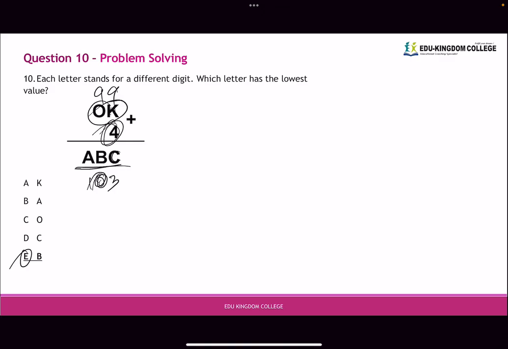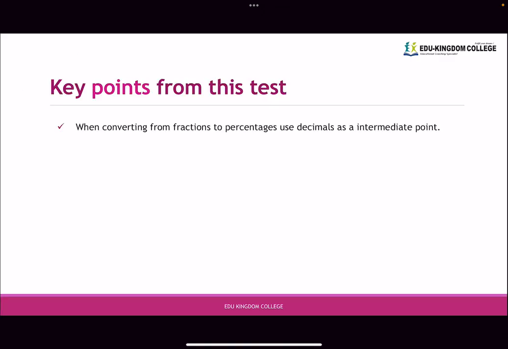Alright, so hopefully this video wasn't too hard to follow. The important thing to remember was converting from fractions to percentages. Just think of fractions as that middle point as you convert from percentages to decimals, and you leave the divided by 100.